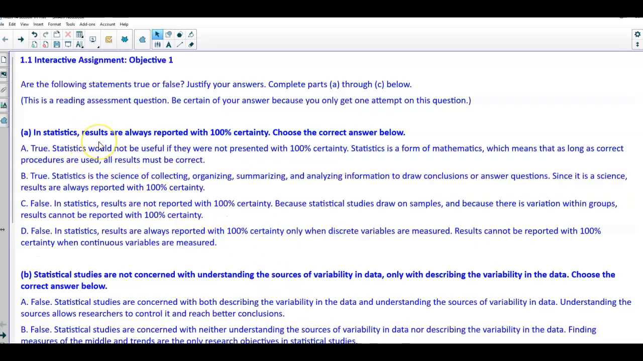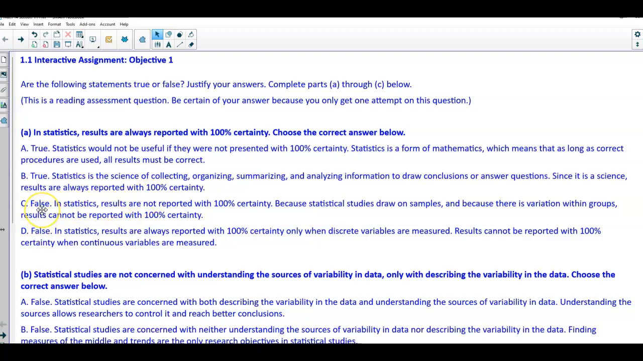It says, in statistics, results are always reported with 100% certainty. Choose the correct answer below. Well, after reading the lecture, this is not true. It's not 100% certainty. So we have to decide which one of these is correct. Option A says true, statistics would not be useful if they were not presented with 100% certainty. Well, we cannot say it's 100% certainty, so we're going to have to get rid of A. Same thing with B, because it's saying statistics is the science of collecting. That is the correct definition, but it's not 100% certainty.